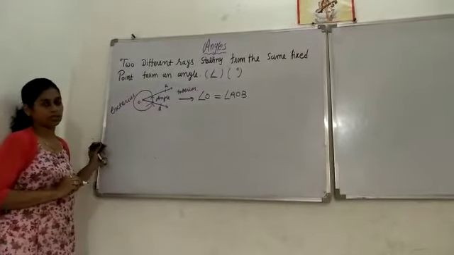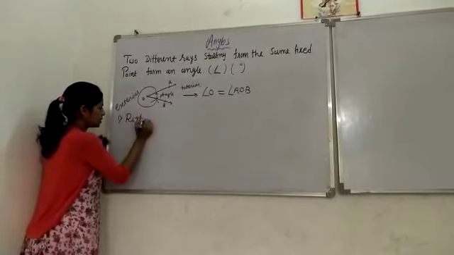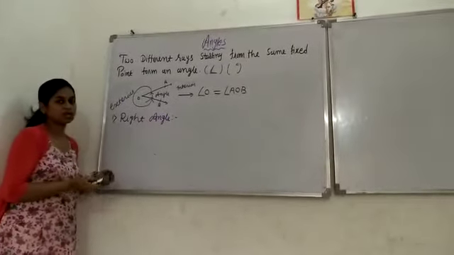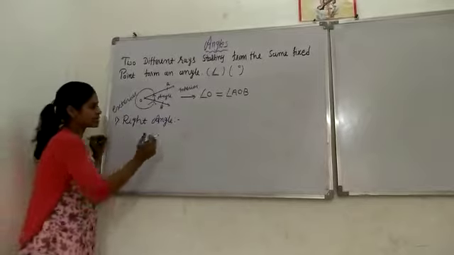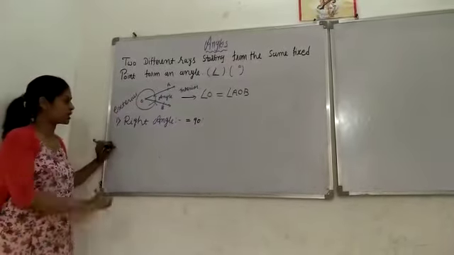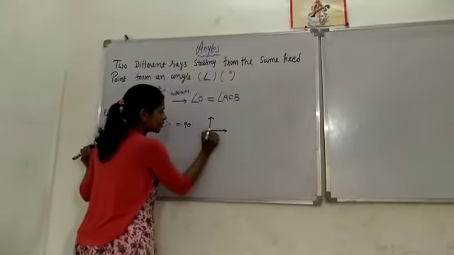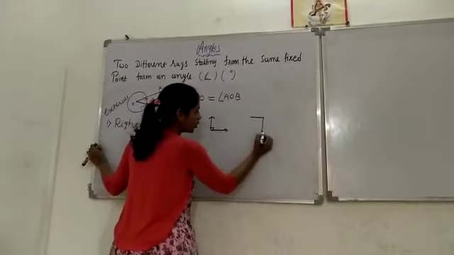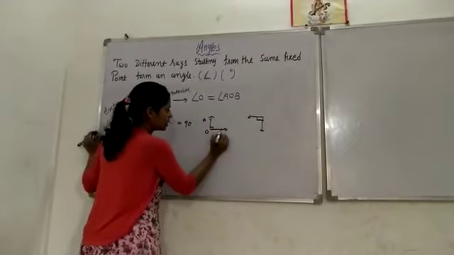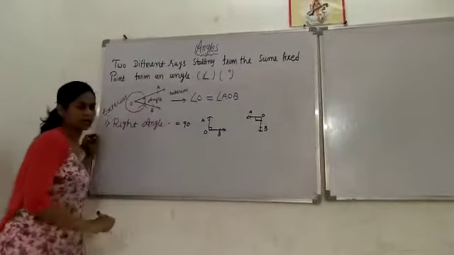Now I teach you the types of angles. The first type is the right angle. A right angle means those angles whose measurement is exactly 90 degrees. This type of angle is called a right angle. Its figure looks like this, because this is 90 degrees. So this angle AOB is 90 degrees.